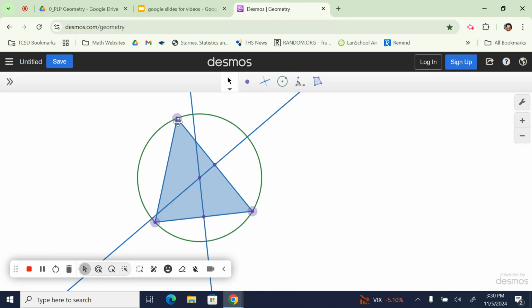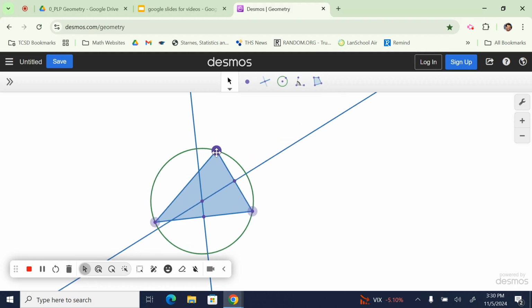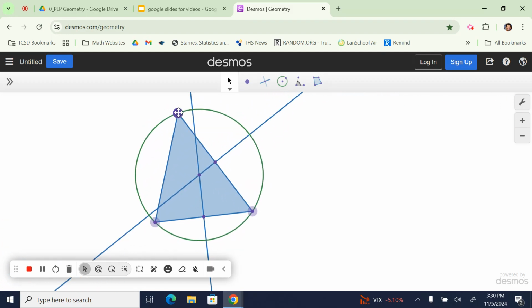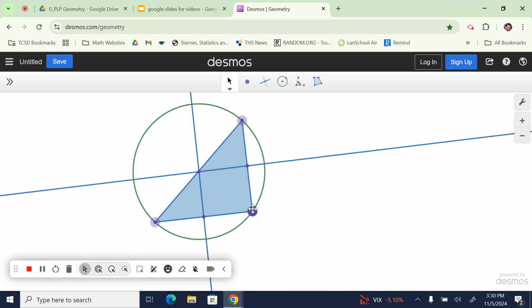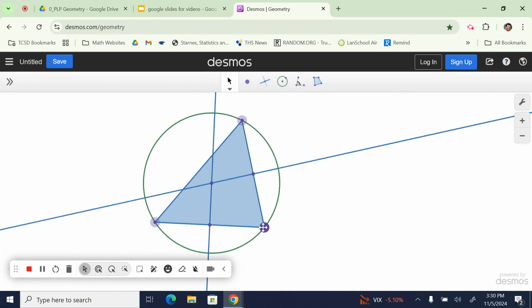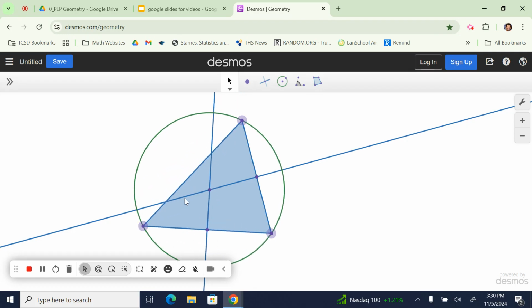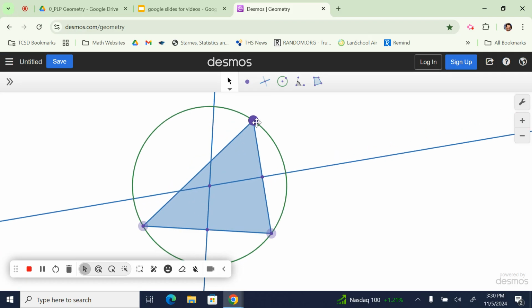Now notice that I can move the triangle. Right? Notice that the perpendicular bisectors move with it, but notice that the circle stays through all 3 vertices. This is very important. Now I do want to show you a couple of things, right? So this is an acute triangle. Notice that your circumcenter is on the inside. Notice what happens when I try to make a right triangle.